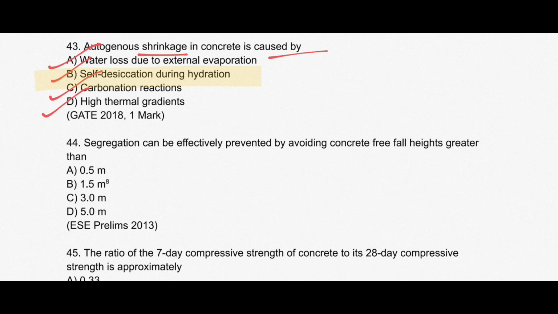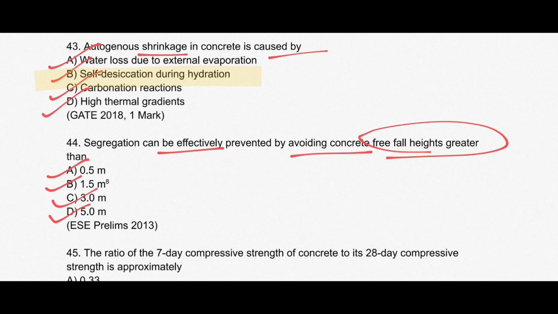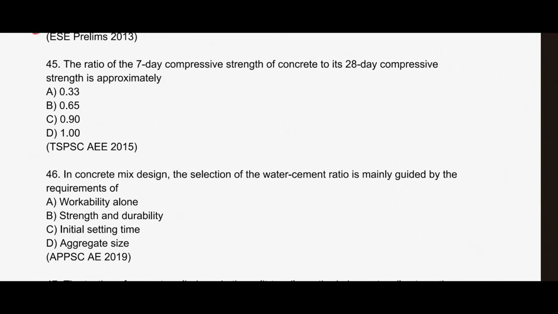44th question. Segregation can be effectively prevented by avoiding concrete free fall heights greater than option A 0.5, option B 1.5 meters, option C 3 meters, and option D is 5 meters. We discussed this already, it is 1.5 meters. If we avoid pouring concrete from a height of more than 1.5 meters, we can avoid the process of segregation.